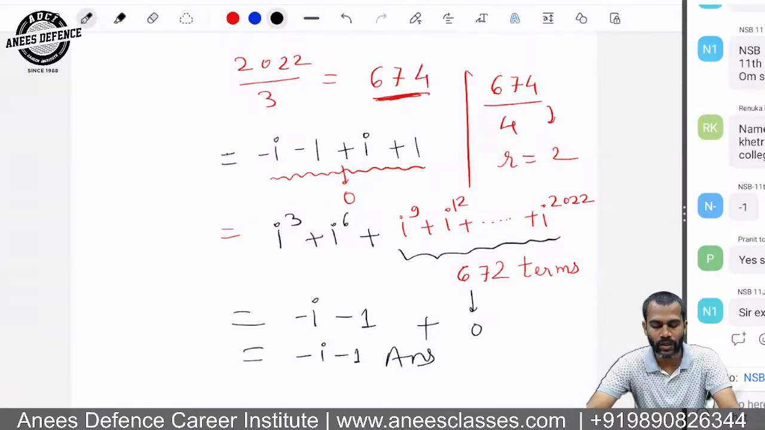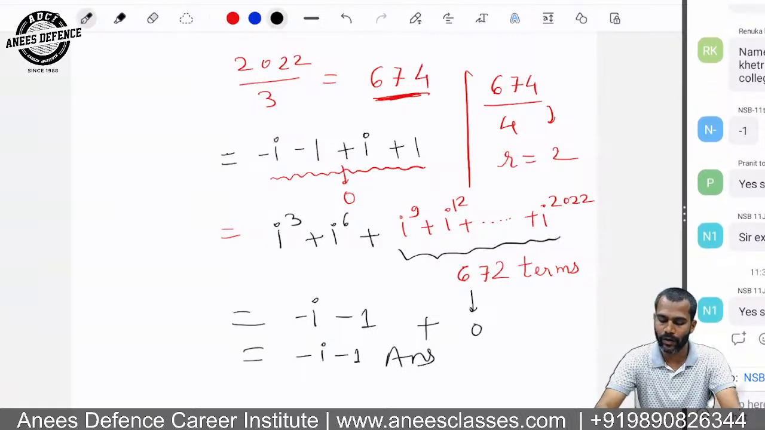Yes or no? So what is iota cube? Minus iota. What is iota raised to 6? Minus 1. Answer is minus iota minus 1. Yes, Janvi, have you understood? Pranit, Bhumika, answer is not minus 1, it is minus iota minus 1. Is there any doubt? Shall we move ahead? Okay, very good.